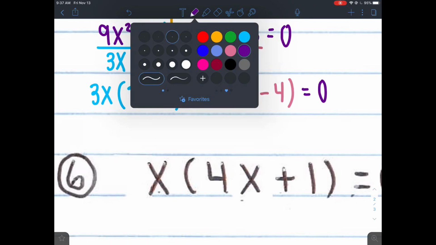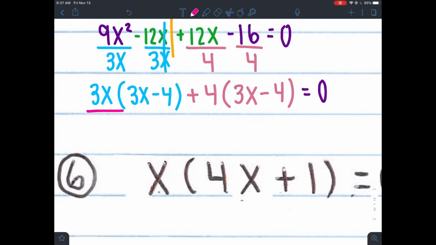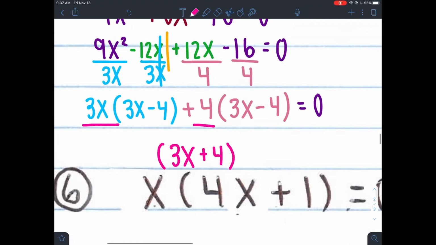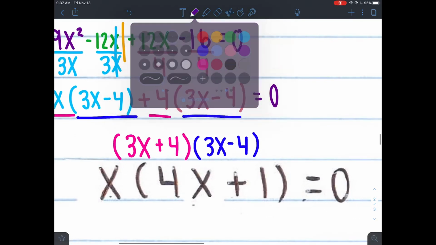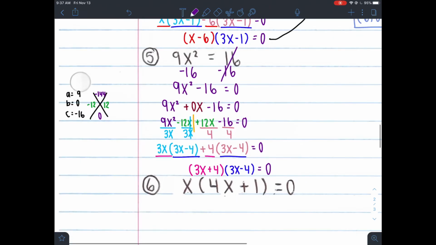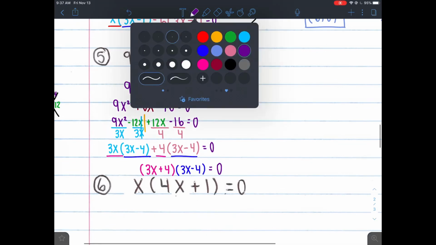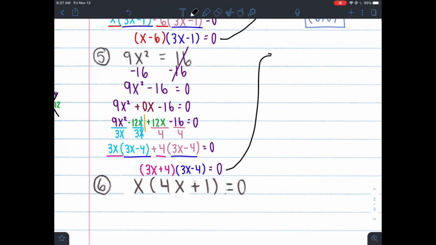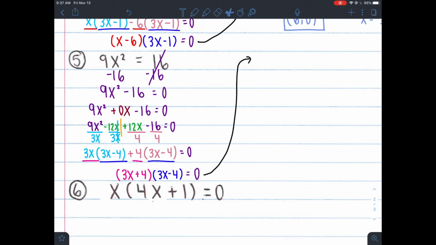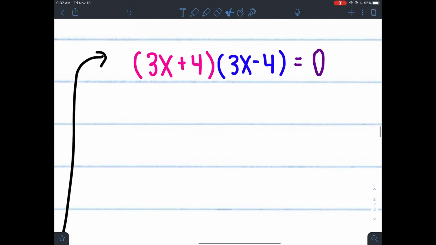All right, so our next step here is going to put our 2 greatest common factors into one set of parentheses. So 3x and 4 are going to go into a factor together. So 3x plus 4 is one of our factors. Our other factor is 3x minus 4. And this equals 0. So we have finished factoring, but we have not solved anything. We want to solve this. In order to solve this, you want to solve by setting each factor equal to 0. So we have 2 factors here, 3x plus 4 and 3x minus 4, so we're going to set them both equal to 0.